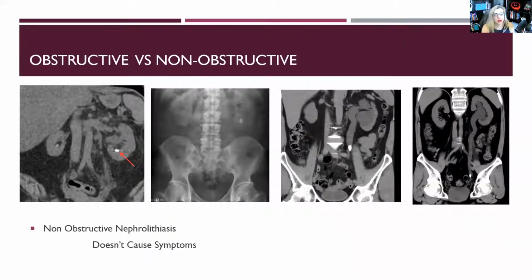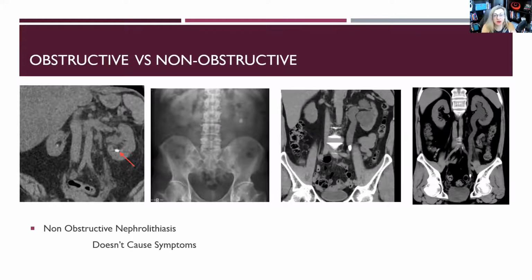All right, a couple of other things that you should know. Kind of talked a little bit about this in the last slide, but you can see non-obstructive kidney stones or nephrolithiasis in these first two pictures on the slide. The red arrow is pointing to a stone that's still located in the kidney, and that X-ray shows a kidney stone still located in the kidney in a very similar spot.